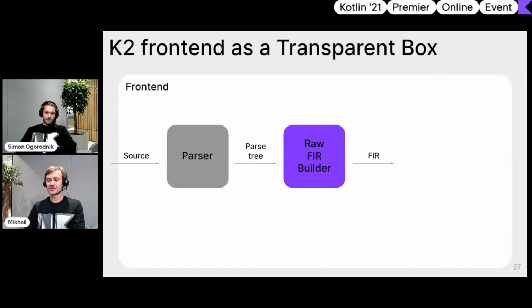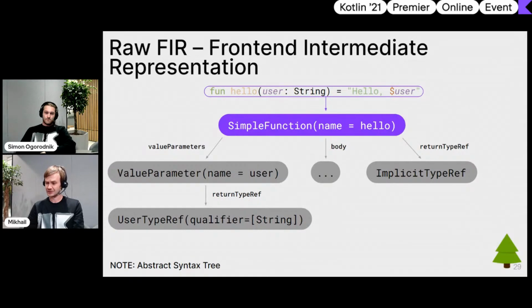After the parse tree is built, we should build the front-end intermediate representation, or front-end IR. This work is performed by the raw front-end IR builder. And what is front-end intermediate representation? It's also a tree. Moreover, it's a syntax tree, but an abstract syntax tree. The word abstract here means that we drop some unnecessary information. For example, comments, parentheses, the funky word here, because we no longer require it, and so on.